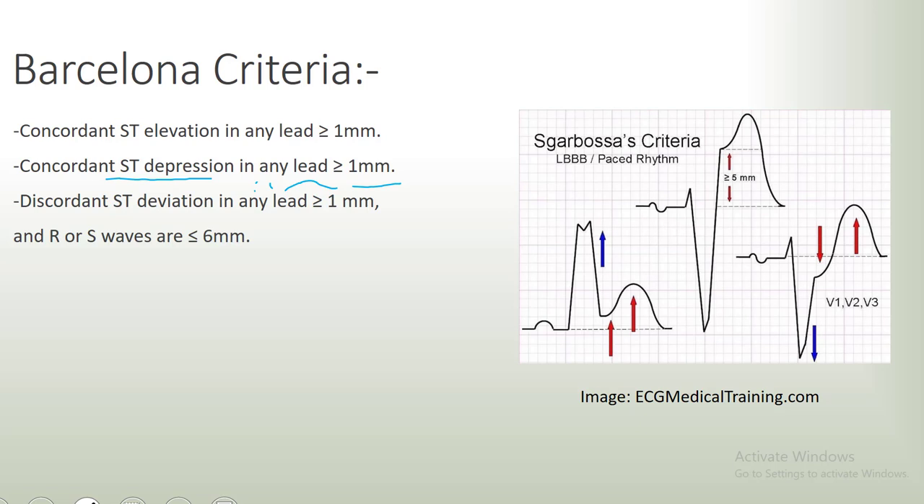And the third criterion is discordant ST deviation, whether that be elevation or depression, in any lead if the R waves or the S waves are less than 6 millimeters. So basically you're looking for low voltage leads, and if the R and the S waves are less than 6 millimeters and there's discordant ST deviation, this can be considered also abnormal.